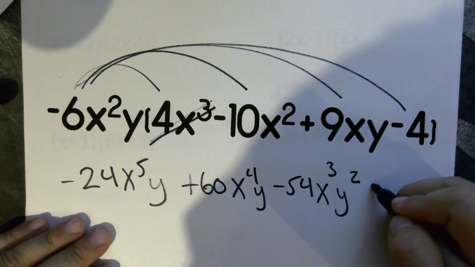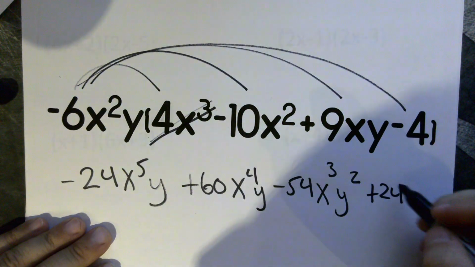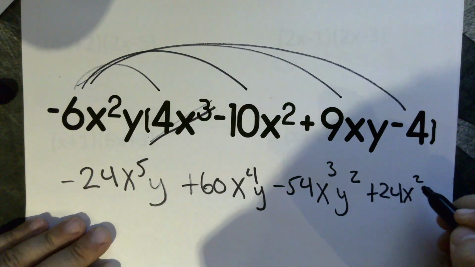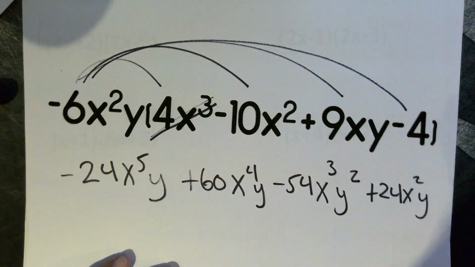Negative 6 times negative 4 is positive 24. X squared, there's no x's here, so x squared stays with him, and then y, same thing, y. And we're done.